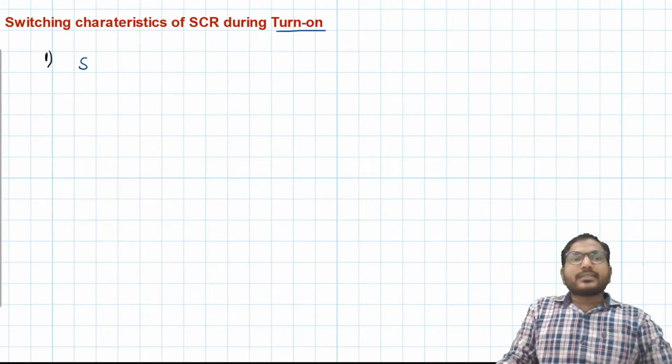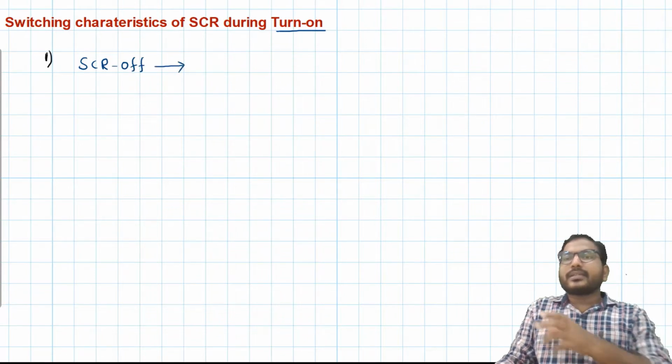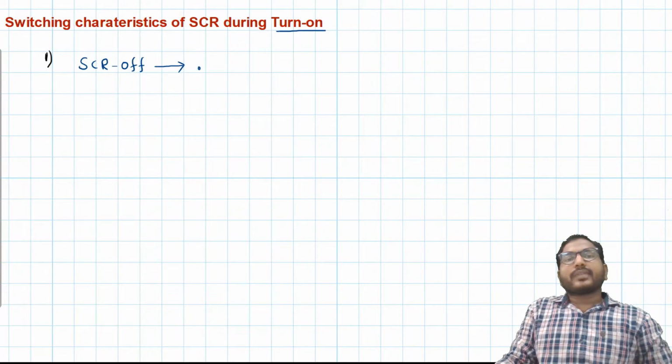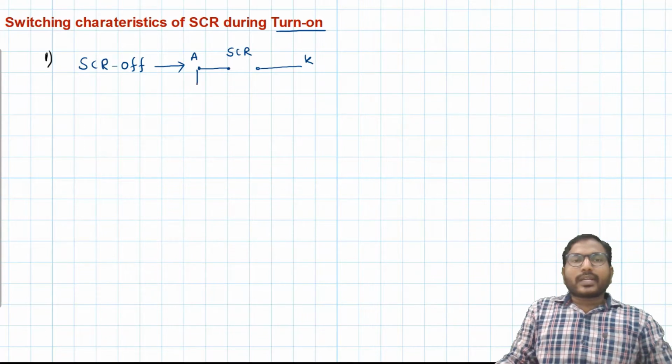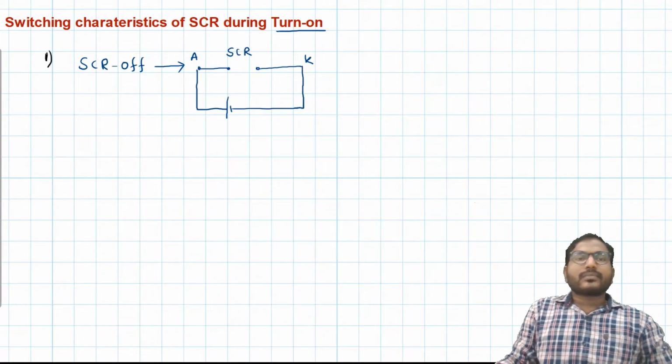The first point: when SCR is in off state, the SCR is a switch. Now SCR acts as an open switch between anode and cathode. It is connected to a voltage, which we name the anode voltage, because the voltage is applied to the anode.